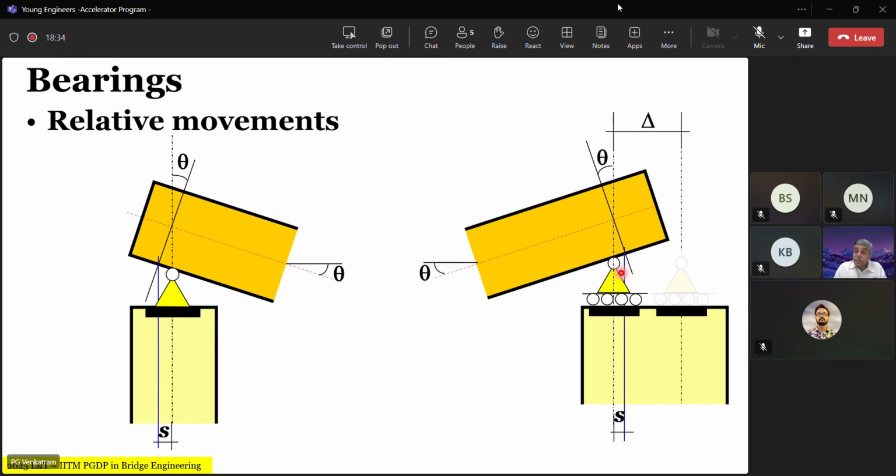And if this happens, what is your boundary condition? If this doesn't happen, what is your boundary condition? Okay, so those are the things that we need to understand properly when we talk about displacement at the junction, at the joint between superstructure and substructure.